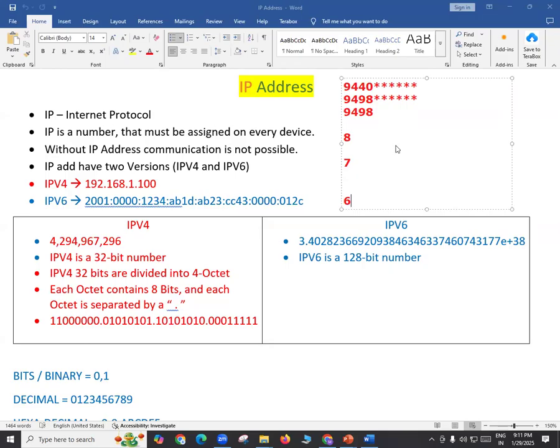Listen, my friend, if someone is using a number as, let's say, 9440123456, let's say that is their number. Is it possible for two people to use the same mobile phone number? Obviously, no. Once a person has taken a number, that number is registered in his or her name, and that person will use that particular number. That number cannot be shared with any other person, any other SIM card or any other mobile phone. Same logic applies here, my friend.